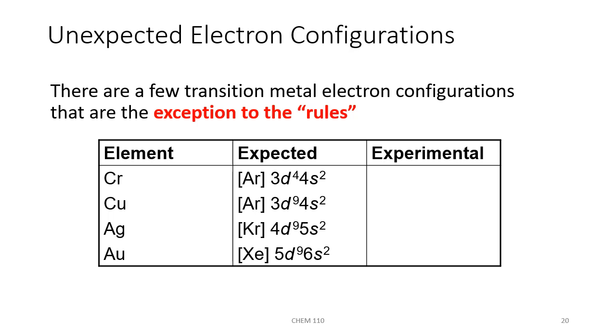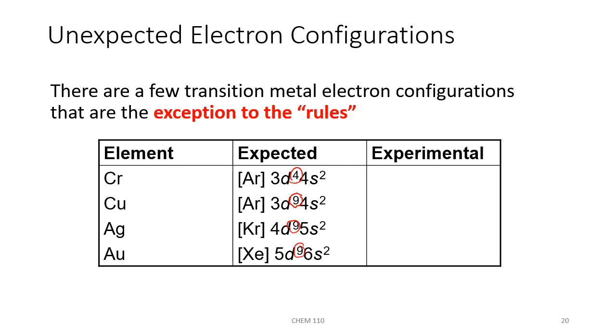So for chromium, we would expect the configuration to be [Ar] 3d4 4s2, and it doesn't matter what order you write 3d and 4s in. We would probably write that as 4s2 3d4, but it's the same thing. And for copper, we would expect it to be 4s2 3d9. So let's highlight the d ones here. For silver, we would expect it to be 5s2 4d9. And for gold, we would expect it to be 6s2 5d9.